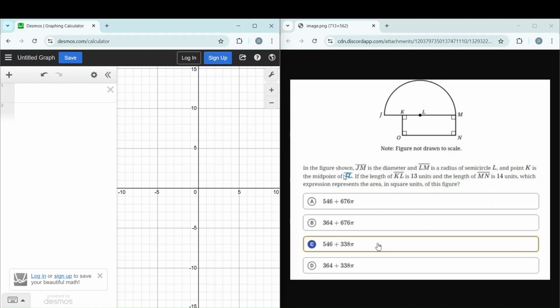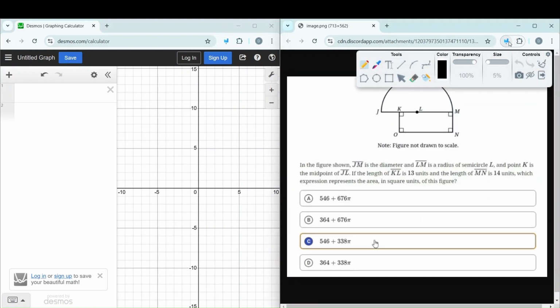So in the figure shown, JM is the diameter of the semicircle, LM is the radius of the semicircle, and point K is the midpoint of JL. Midpoint means it's in the middle, so it's splitting it in half basically. And then KL is 13 units, and the side length of MN is 14 units. Which expression represents the area?